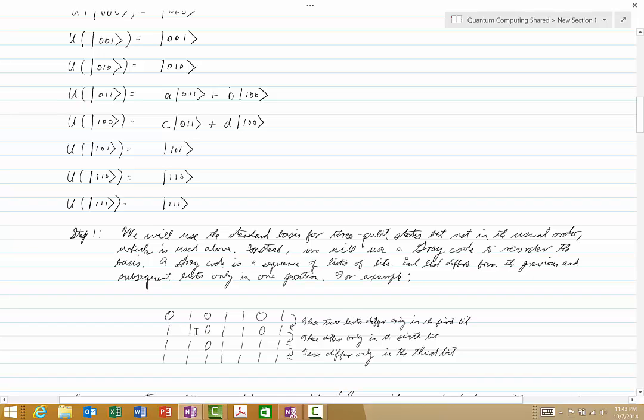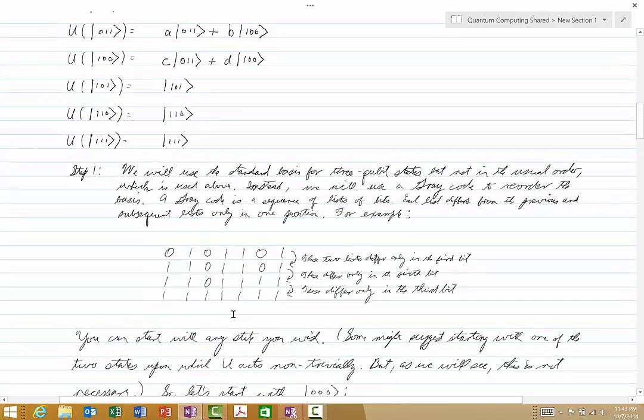Then for the second list and the third list, you'll notice that they differ only in this position, which is the 6th bit. And for the last two lists, they differ only in the 3rd bit. So since each one of these lists differs from the following one only in 1 bit location, this is a gray code.